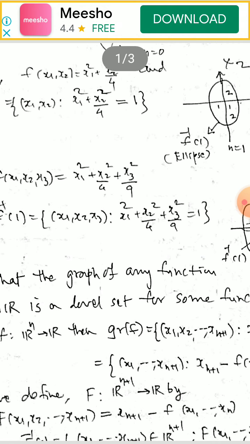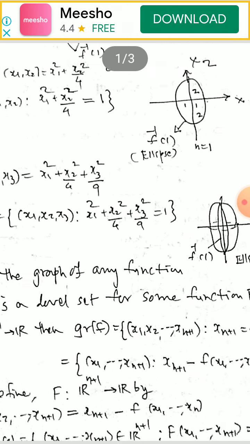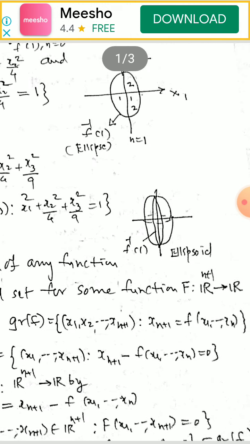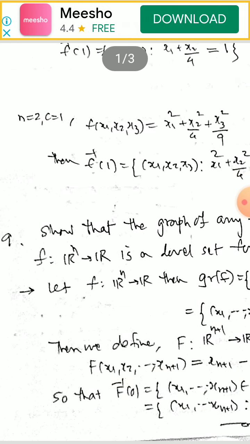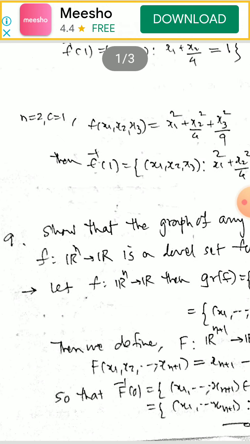That is x square upon a square plus y square upon b square plus z square upon c square is equal to 1. You should have the knowledge of such solid figures. So this is the ellipsoid shown in the figure. So all the points on that solid, they form our set f inverse 1. Follow? So this is the level set at different heights. Now this example is an important one, a theoretical type of example.